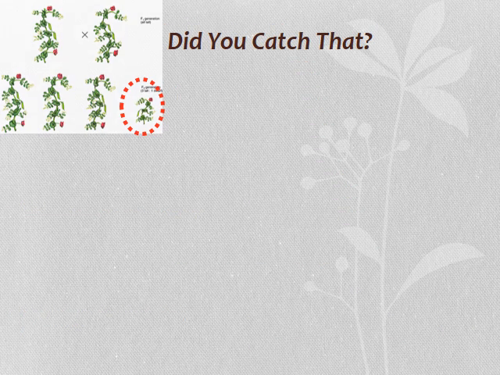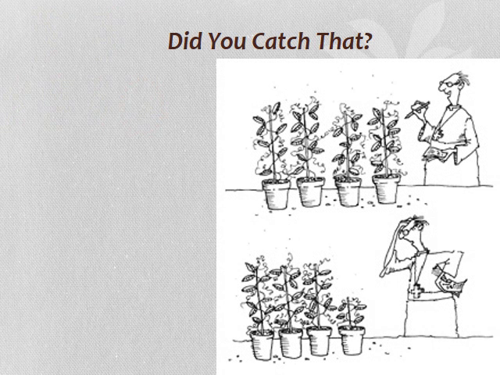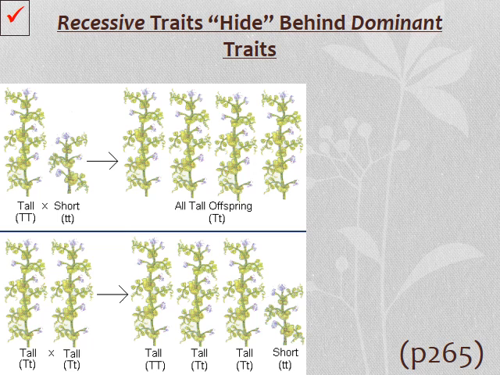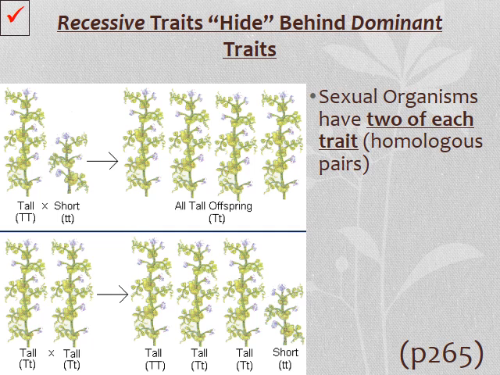So, just in case you didn't catch that, we have a short plant. So, where do you think that short plant came from? I mean, we crossed talls and we got a short. Was it hiding? Was it just kind of hanging out? Was it sitting back waiting for everything to stop and then was like, hey, check it out, I'm a short dude? No. So, these are what we call recessive traits. Recessive traits primarily hide behind dominant traits.